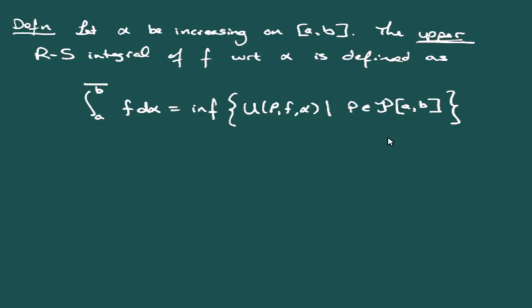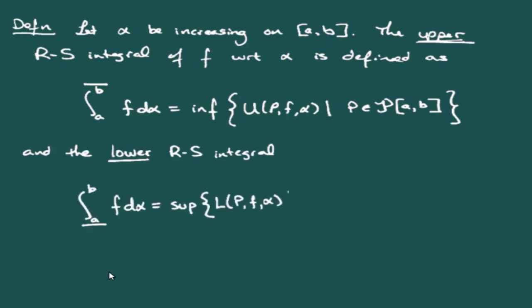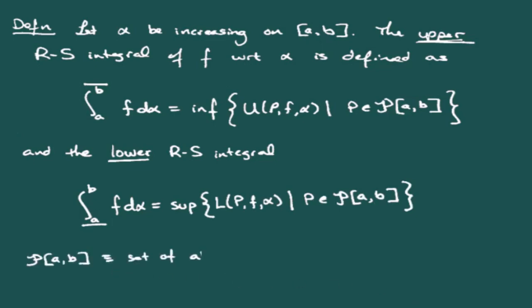So then for the lower Riemann Stieltjes integral, that's going to be the supremum over all of the lower Stieltjes sums with respect to all the possible partitions P of our closed interval [a, b]. And a little bit of new notation here: the script P of the closed interval [a, b] actually means the set of all partitions of [a, b].